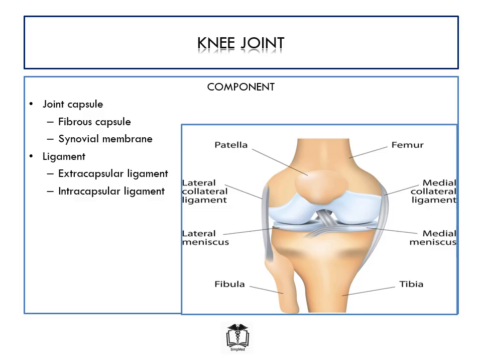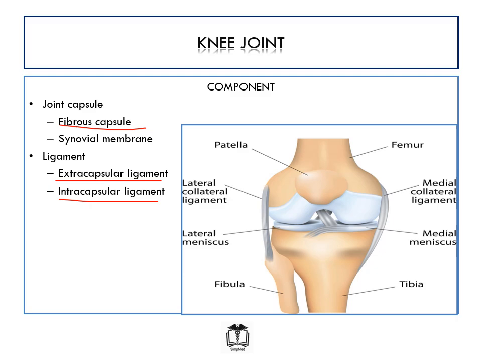The ligaments of the knee joint are divided into two different sets, similar to what we saw in the ligaments of the hip joint. We have what we call extracapsular ligaments, ligaments found outside of the fibrous capsule, and we have the intracapsular ligaments, ligaments found within the fibrous capsule, within the synovial space.